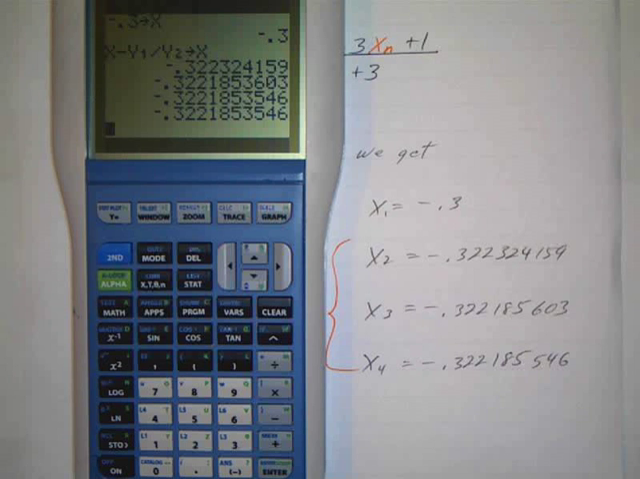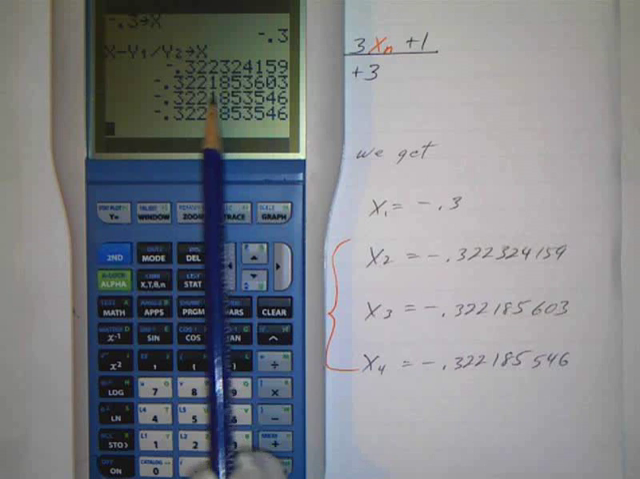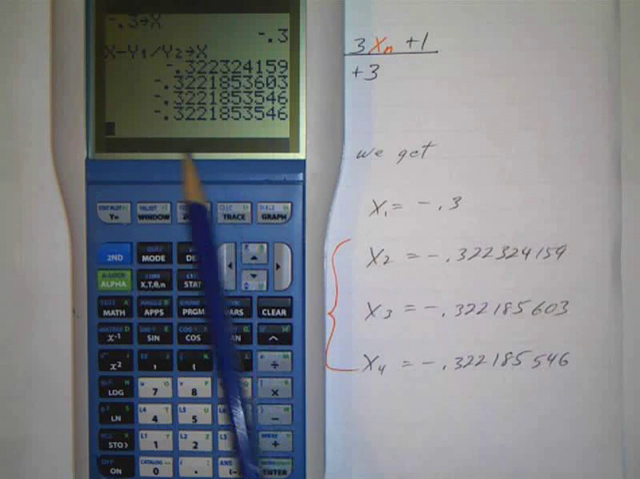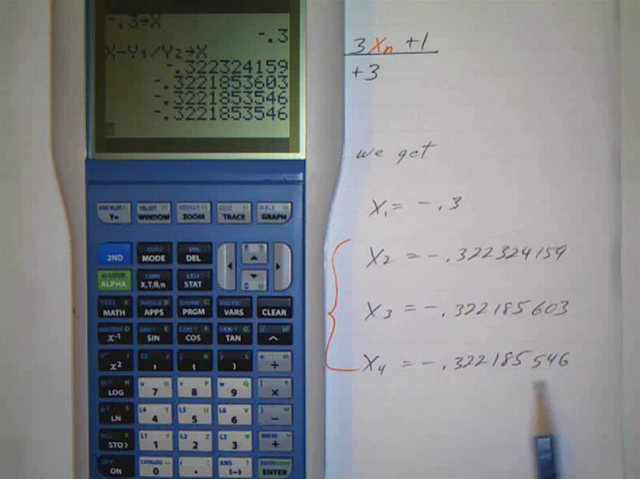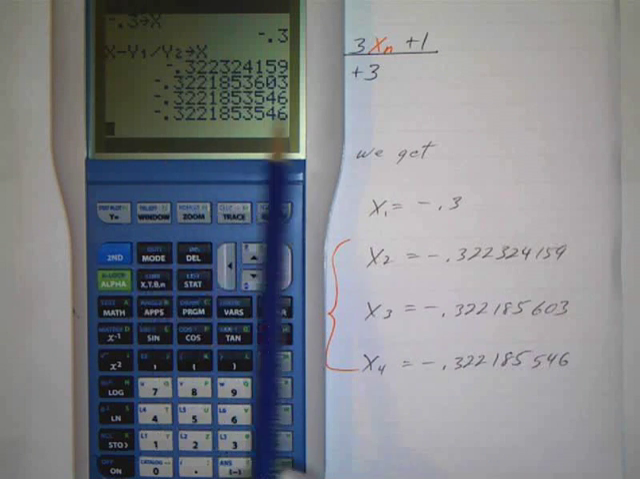It's pretty easy. If you look over here, these were the answers that they gave us in the book, and you can see how you got 322324159, 322185603, 322185546, and 546. So now it keeps repeating itself. This is basically where you want to get.